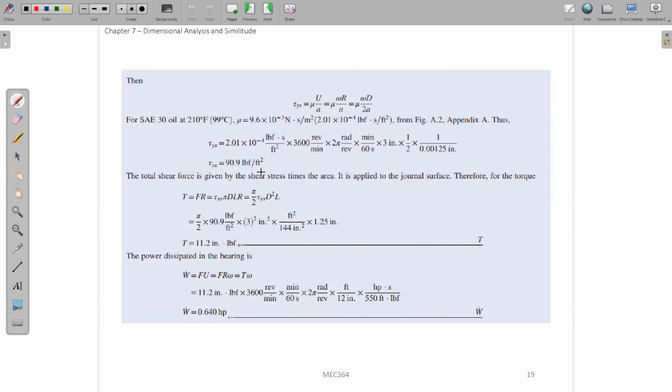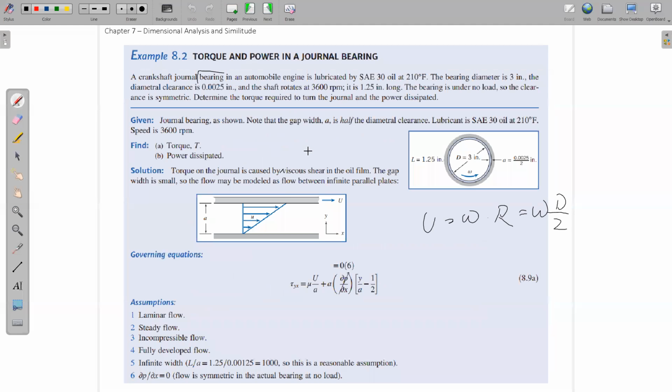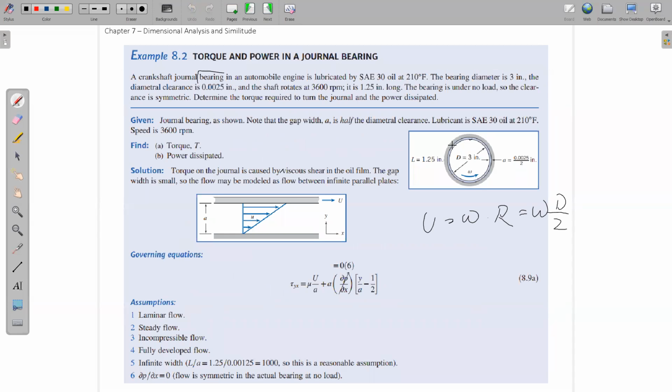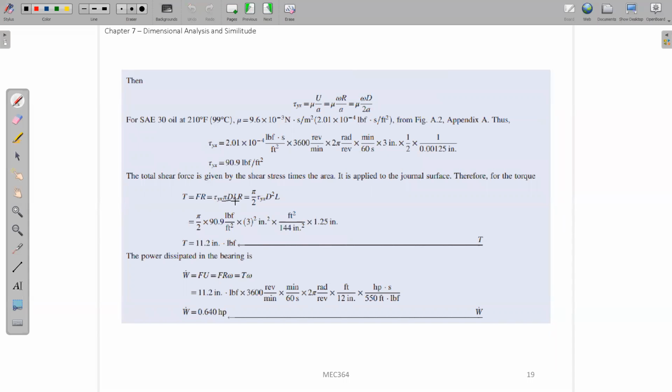You calculate what's the viscous stress on this inner surface, on this surface of this rotating cylinder. After you calculate tau x, you can calculate what's the force. This force will be this tau x times the area. Area is pi d times L. Pi d is the perimeter of this cylinder, and L is the length of this cylinder. So pi d times L will give you the area. Area times this tau x will give you the friction force F.